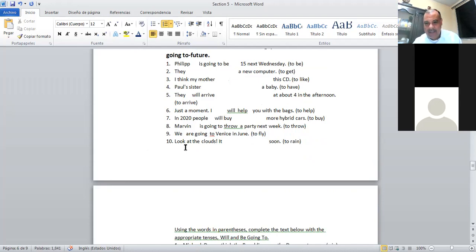And the last one. Look at the clouds. It's going to rain, because they are very dark. So it is going to rain.